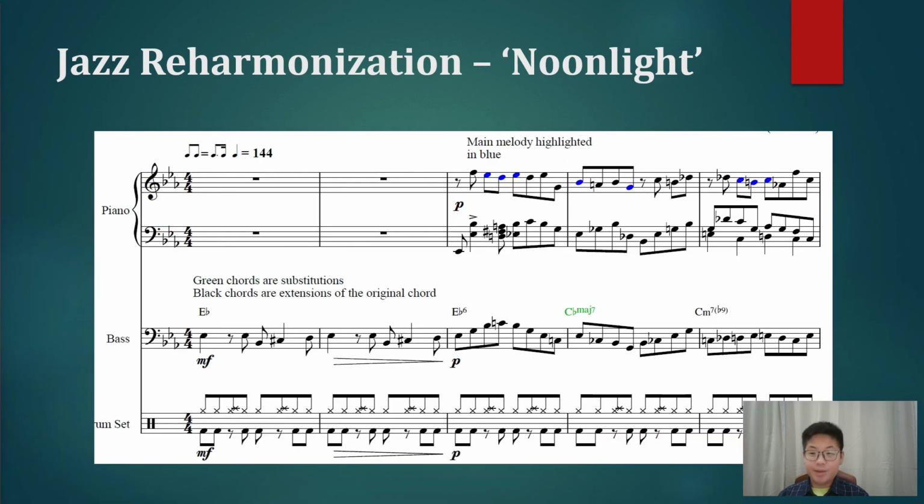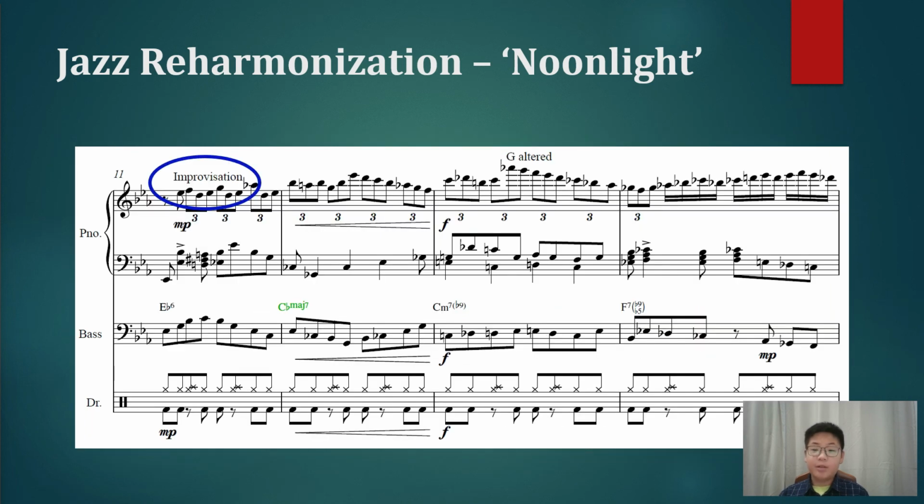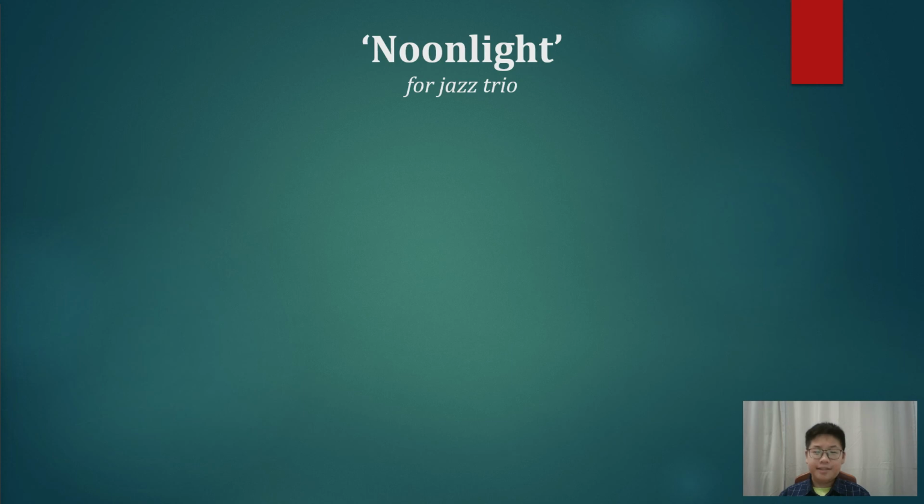In my jazz reharmonization, the main melody is highlighted in blue. I've extended the chords to include 7s, 9s, 11s, and 13s. In my score, the black chords are chordal extensions of the original. In addition, I also substituted some chords from a completely different one, and the green chords are substitutions of the original. There is melodic improvisation for bar 11, keeping the chords established in the previous bars. I also added in a few jazz modes to create variety. Let us listen to Moonlight.